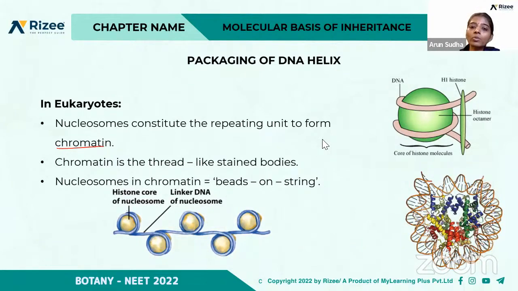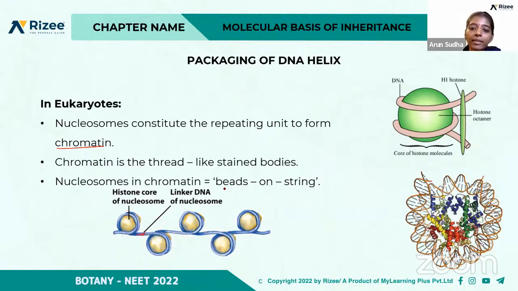So these nucleosomes constitute the repeating unit to form chromatin. Chromatin is the thread-like stain bodies. Here, if you see the structure, this blue is the DNA, and this yellow ball-like structure is a nucleosome. So this is the histone core, and this DNA is called the linker DNA. That is the DNA which links the two nucleosomes. So in between the two nucleosomes, they are linked by a DNA. This is called the linker DNA.